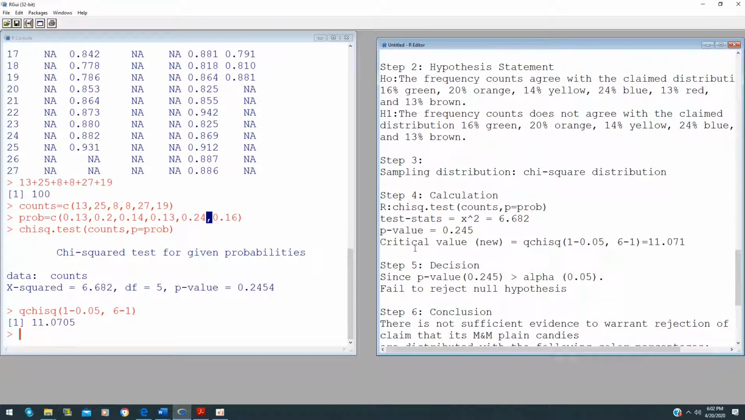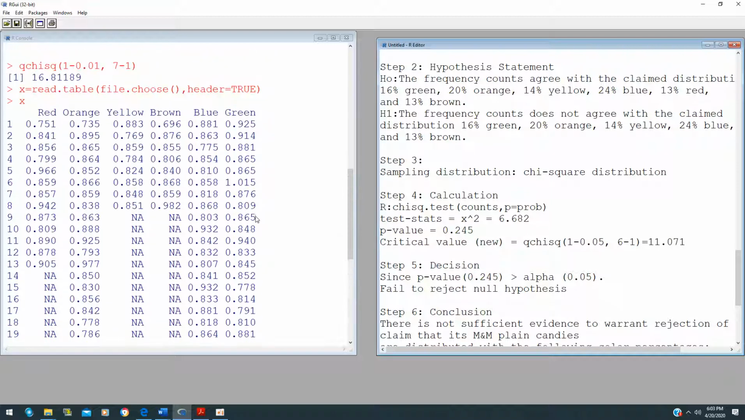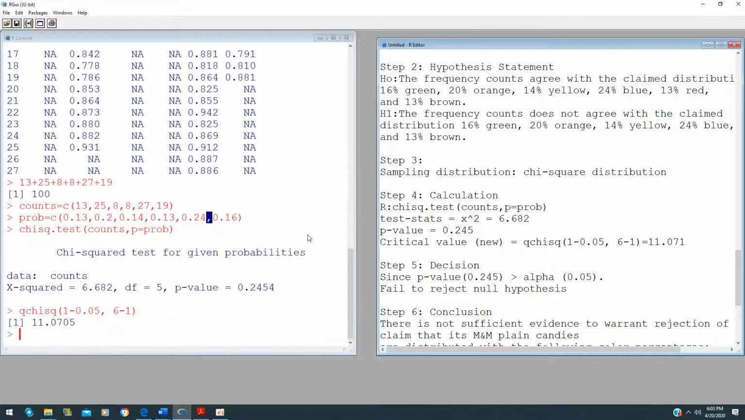How do we know k is 6 in this case? We have 6 different colors, 6 different categories. So we got 6 different colors for M&M. So it's 6 minus 1, or you can put 5. If you put it in your R, it's going to be 11.071. So that is your critical value.